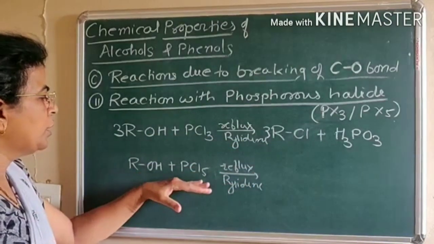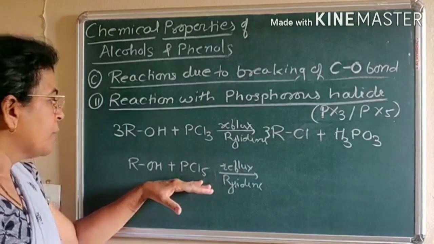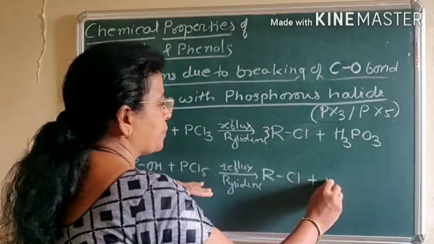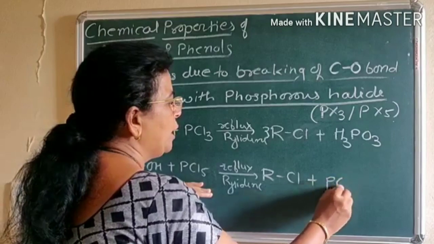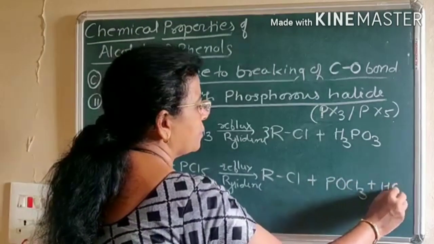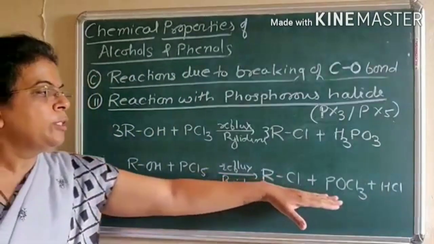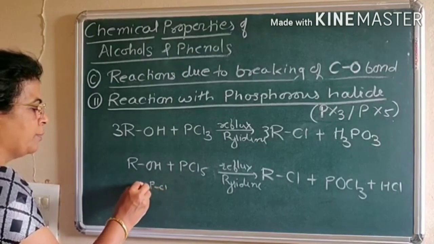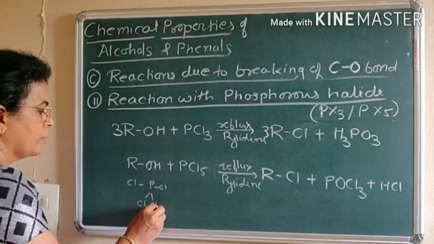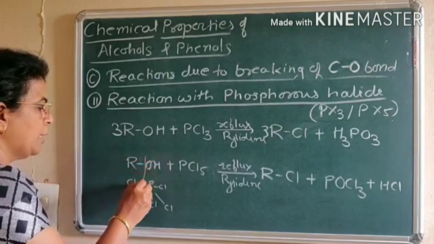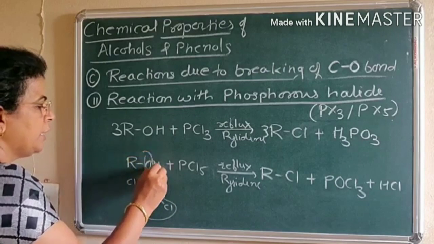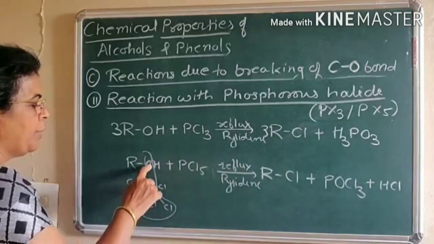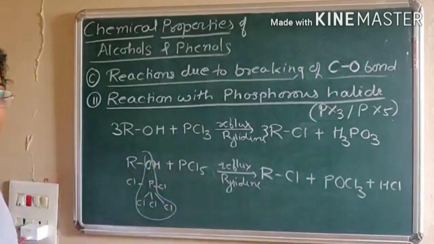And when this alcohol is treated with phosphorus pentachloride, then here formation of RCl plus POCl3 plus HCl takes place. How does this reaction take place? Look here. Here PCl5. Now here POCl3 is formed like this. This H gets attached to this Cl, this R gets attached to this Cl to form RCl plus POCl3 plus HCl.